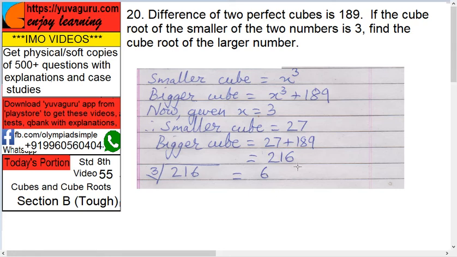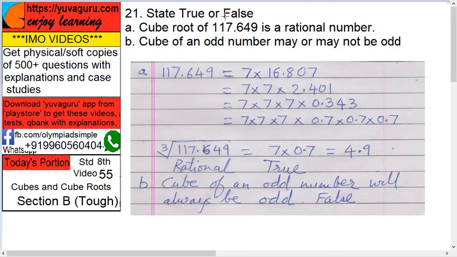So, find the cube root of the larger number. This is the larger number. The cube root of 216 is 6. 6 6s are 36, 36 6s are 216. That's why I say learn cubes up to 15, squares up to 30 and tables up to 30 by heart.